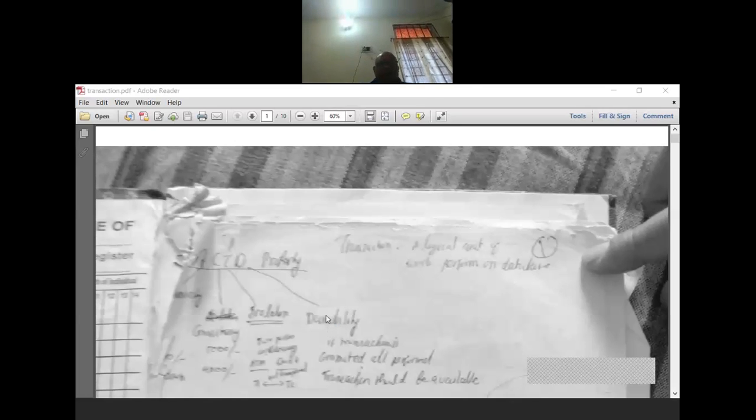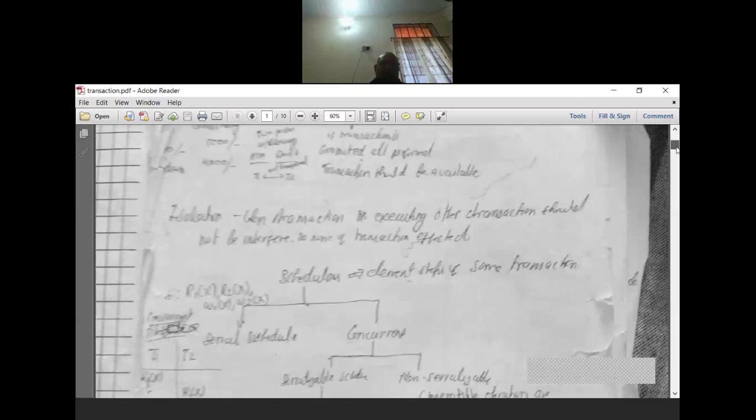Suppose the ACID properties are there, which I already taught you in the last class: atomicity, consistency, isolation, durability. Now I want to say that in this case there are schedules. So what are the schedules? I already taught all these things.